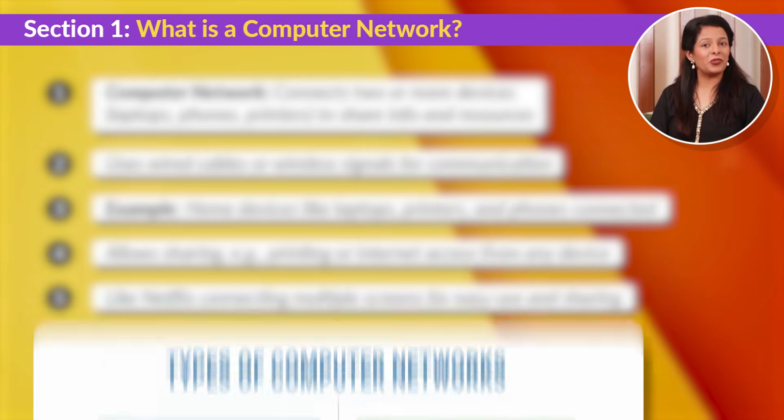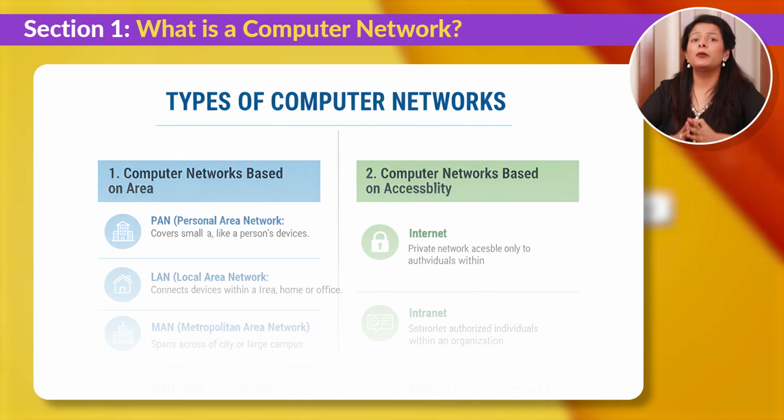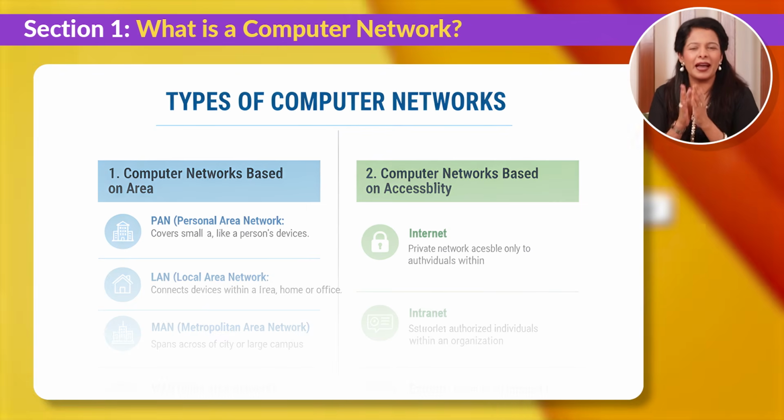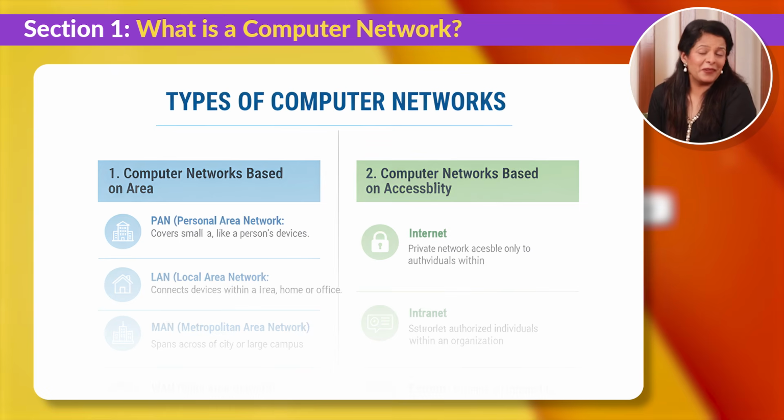Today, we'll discuss two types of computer networks. Computer networks based on area and computer networks based on accessibility.